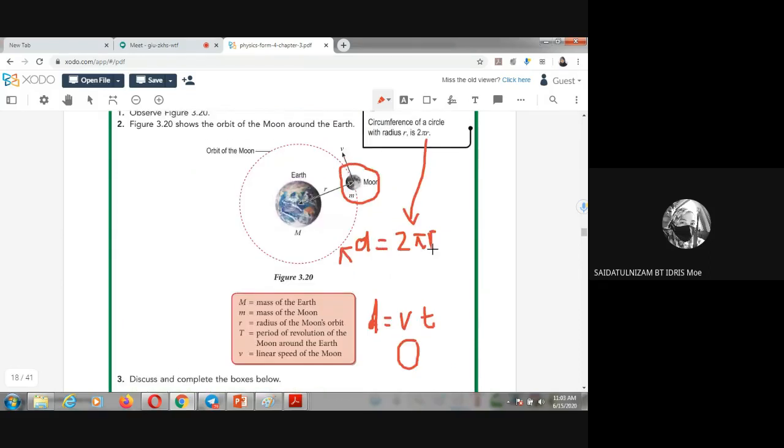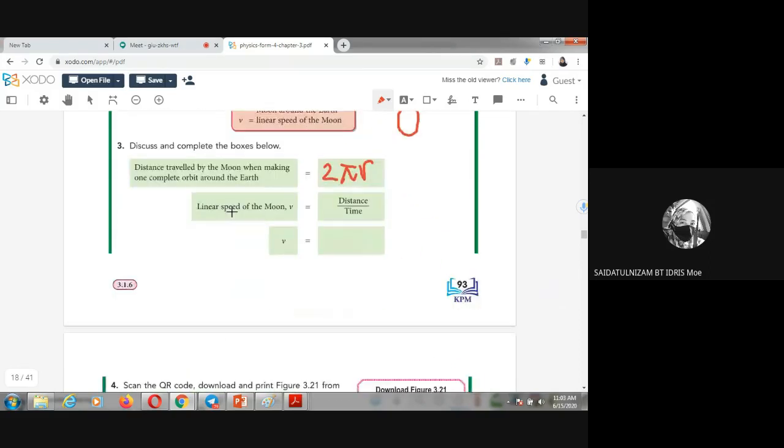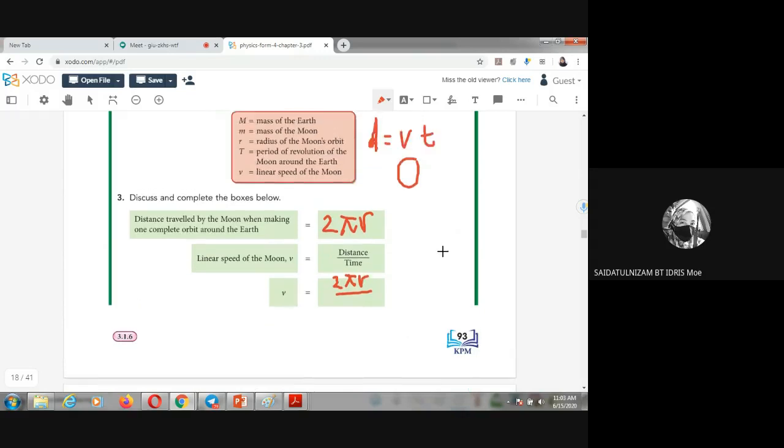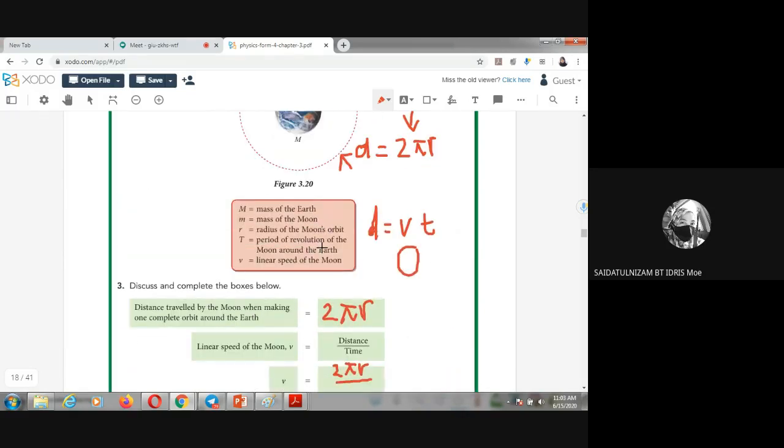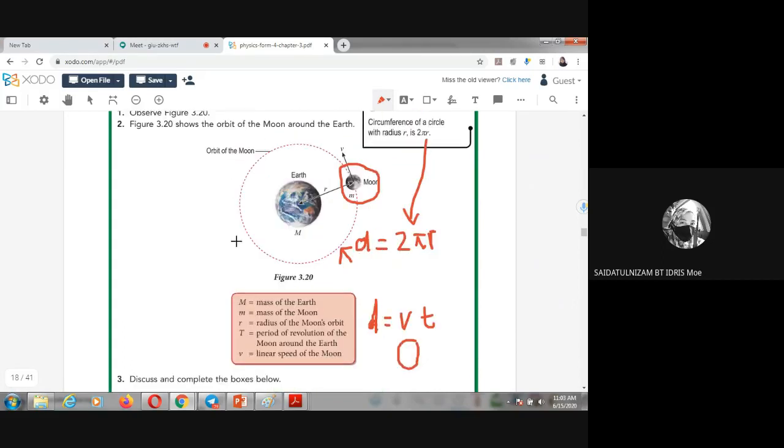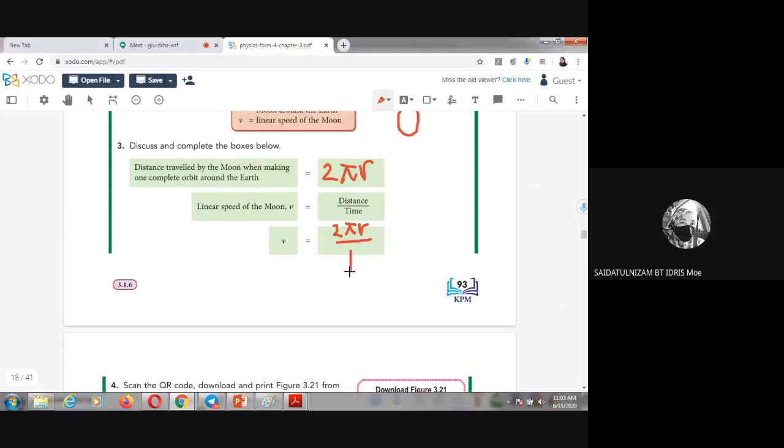2 pi r. Okay, ni r dia. Linear speed, from the formula of linear speed of moon, v equal to distance over time. Jadi kita nak jadikan satu formula, v equal to distance is 2 pi r over dengan time. Time is the time taken, period of revolution of the moon around the earth. Jadi kita nak ambil time period dia lah, period moon ni orbiting the earth. Jadi kita jadikan T tu period lah, T besar. Okay, next.